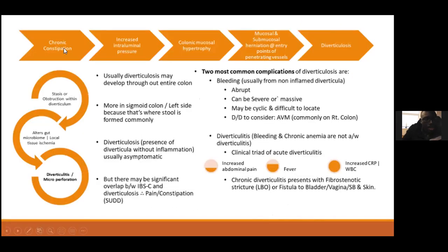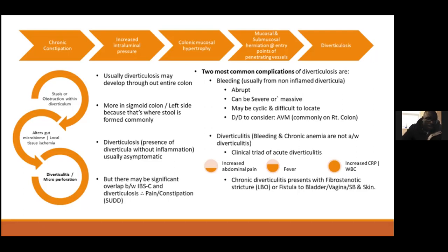Now, constipation is also a major factor that seems to play out. With constipation, there is increased intraluminal pressure, and that leads to colonic muscular hypertrophy. With hypertrophy, the tension in the wall becomes higher, and that leads to herniation through the weak point where the vessels penetrate, and ultimately we form diverticulosis.